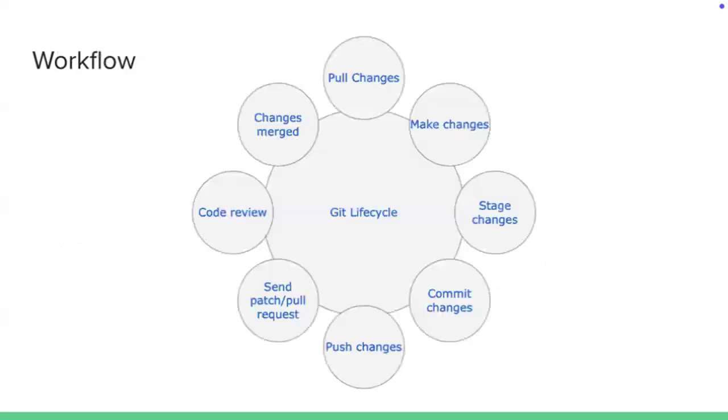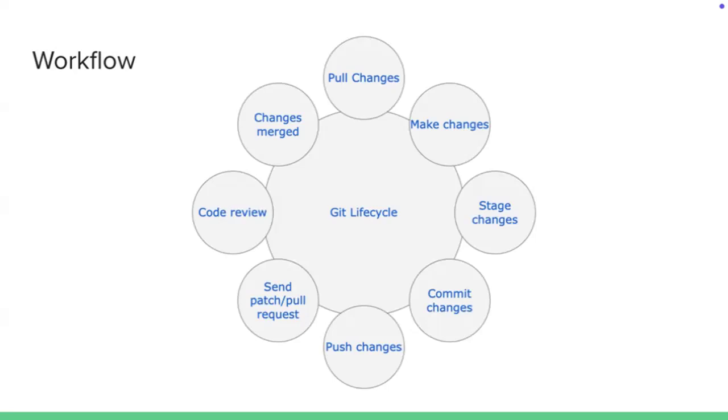So here's a simplified overview of the workflow. You can sometimes skip some of these steps, but we'll go over it. If you want to contribute to an open source project, the first thing you want to do is get the repository. This is called pulling changes. You want to make sure you have the most up-to-date version of the source code. You can then make changes, stage and commit them, which we'll go over, and how to do that. You push your changes to your remote branch.